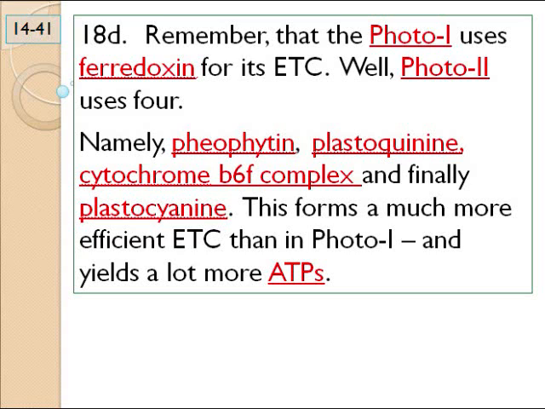But this does form a more efficient transport chain. If you're going to use a stairway to make energy, and you have 3 steps versus 10 steps, which one's going to make more energy? The 10-stepper. This is a 10-stepper. Photosystem 1 uses the 3-stepper. It makes energy, but not like this bad boy does. Okay?